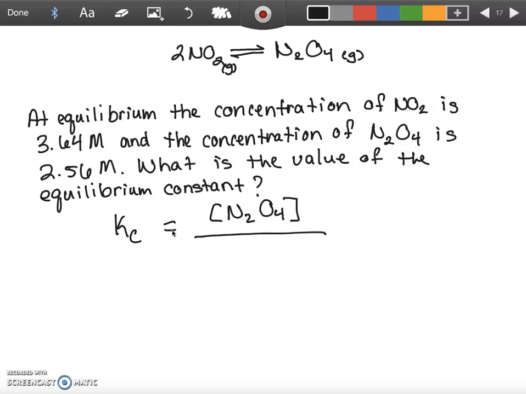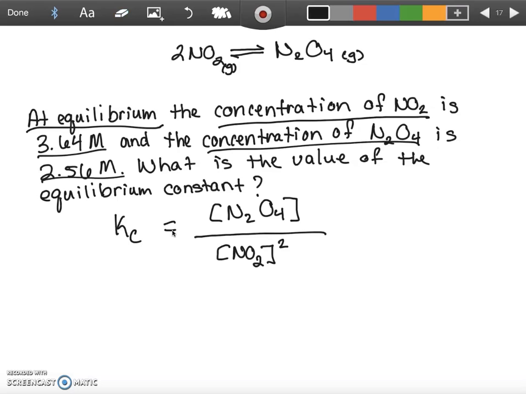And then we're going to divide that by the concentration of the reactants. There's only one reactant here, so the concentration of NO2, and we're going to raise that to the second power since the molar coefficient out in front is 2. Now that we have our equilibrium expression, let's look back at the problem and make sure that the concentrations they gave us are at equilibrium. If you read the problem, the very first sentence says, at equilibrium, the concentration of NO2 is 3.64 molar, and the concentration of N2O4 is 2.56 molar. So these concentrations are at equilibrium. We are at liberty to solve for the Kc expression.